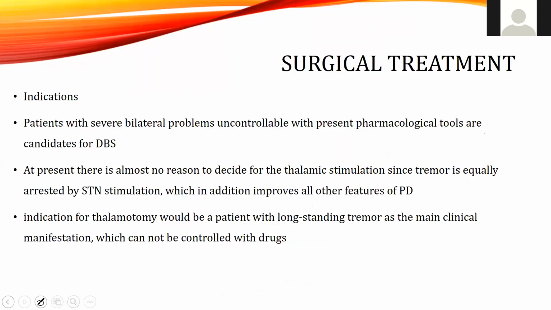The main indications of surgical treatment are patients with severe bilateral problems uncontrollable with pharmacological tools. Thalamotomy is rarely indicated, but it can usually be done in patients who have long-standing tremor which resists drugs.